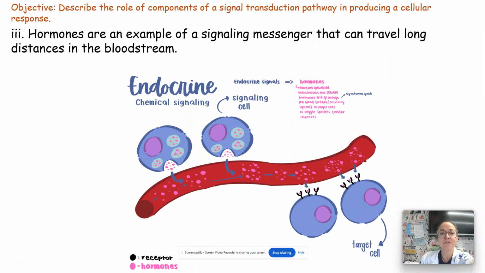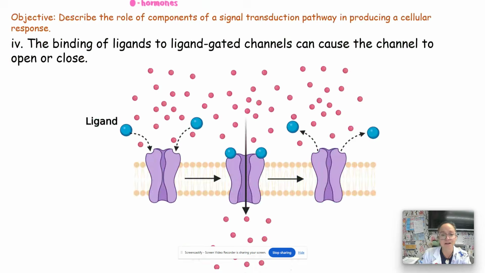Okay, now if we talk about hormones, hormones are a type of ligand or signaling messenger, and they travel long distance in our bloodstream. So they only have impacts on target cells that have receptors for them, but they are sent out into our entire bloodstream.